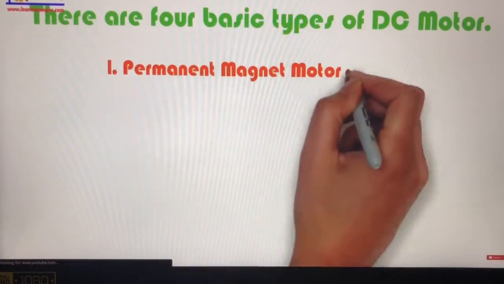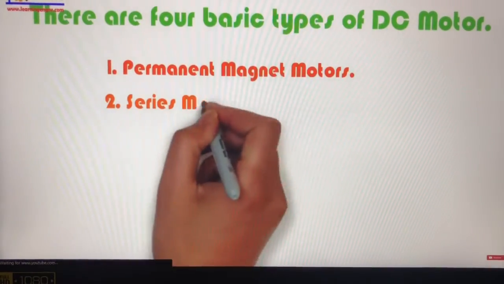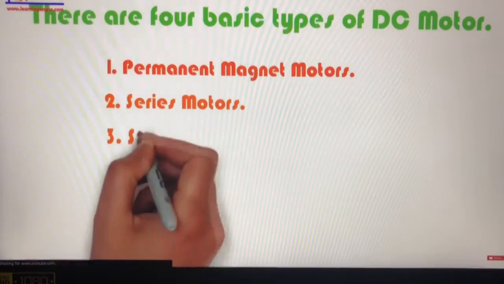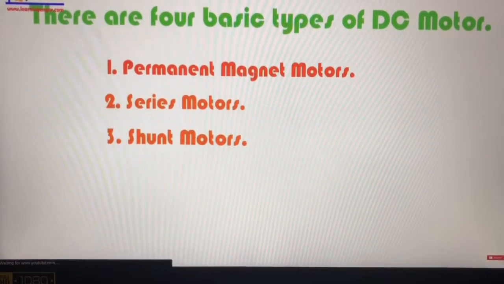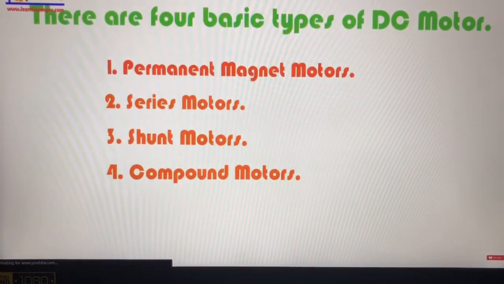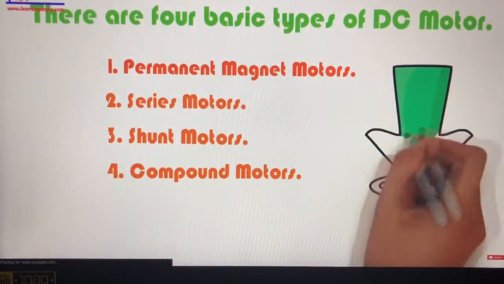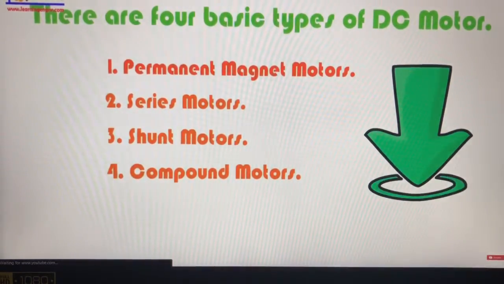There are four basic types of DC motor. 1. Permanent magnet motor. 2. Series motor. 3. Shunt motor. 4. Compound motor. Okay, we will explain these one by one.